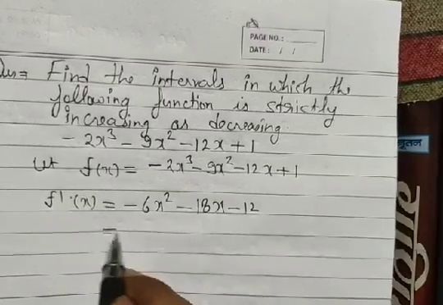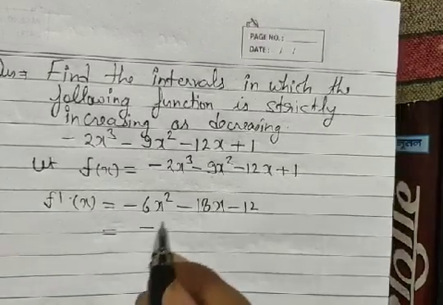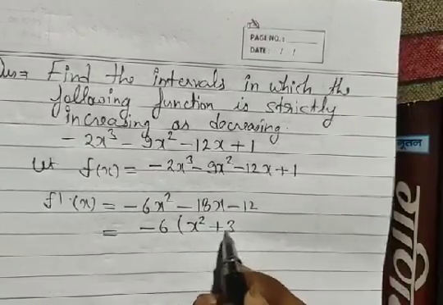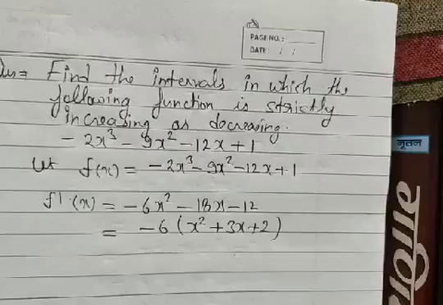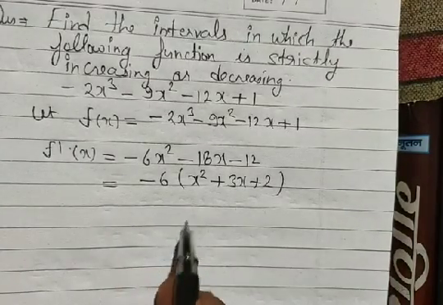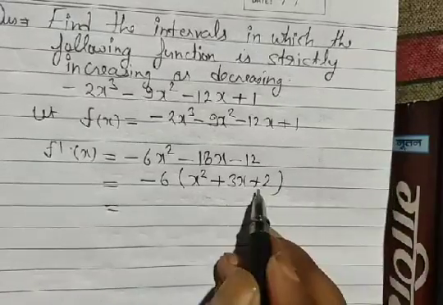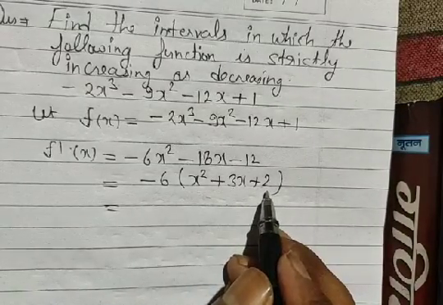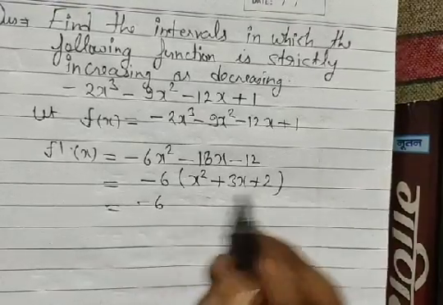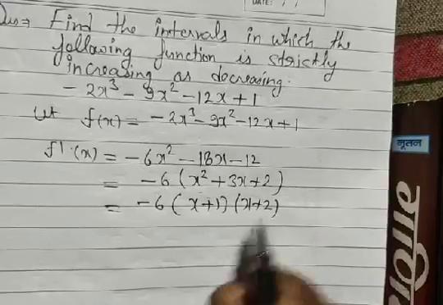Now we are going to take out minus 6 common there. Then after taking minus 6 common, we have x square plus 3x plus 2. Now again we are going to factorize it. The product is 2, the factors of 2 are 1 and 2, and the sum is 3. Then the factorization of this expression is x plus 1 and x plus 2.